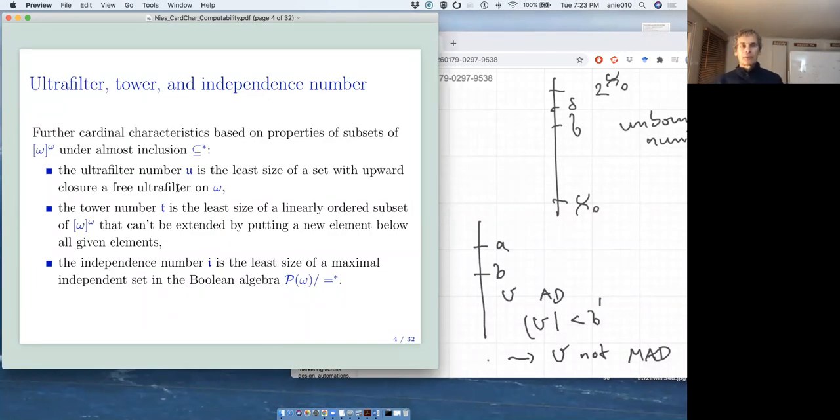Three more cardinal characteristics will be important for this talk. First, the ultrafilter number u, the least size of a set so that the upward closure is a free ultrafilter on omega. The tower number t, the least size of a linearly ordered subset of the infinite subsets of omega that cannot be extended by putting another element below all of the given sets in that tower. Such a thing is called a tower. The independence number i, well, I'll get back to that, but briefly speaking it's the least size of a maximal independent set in the Boolean algebra of subsets of omega mod finite difference. Independent means any non-trivial Boolean combination produces an infinite set.